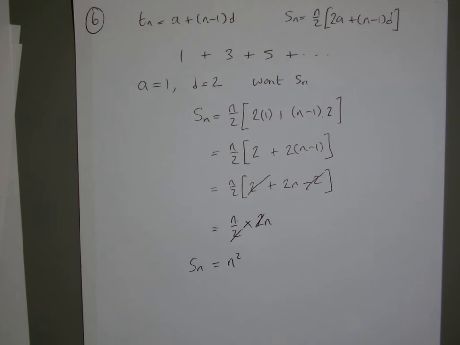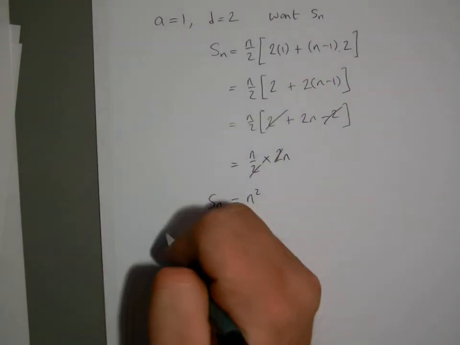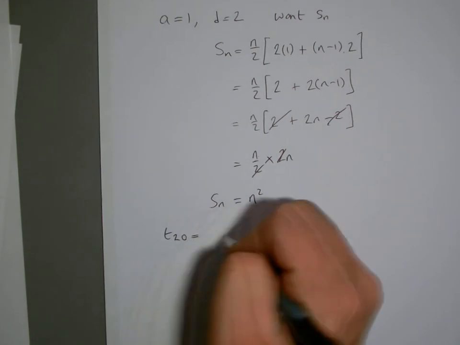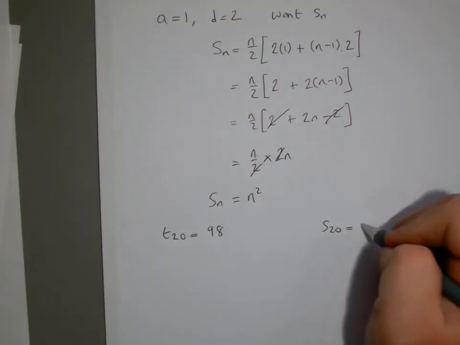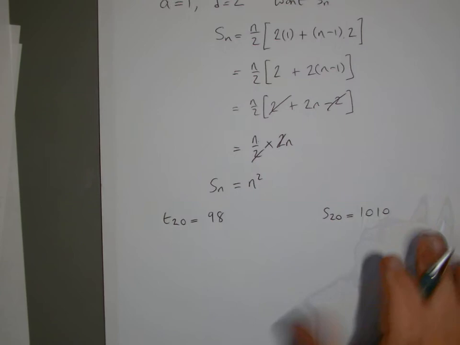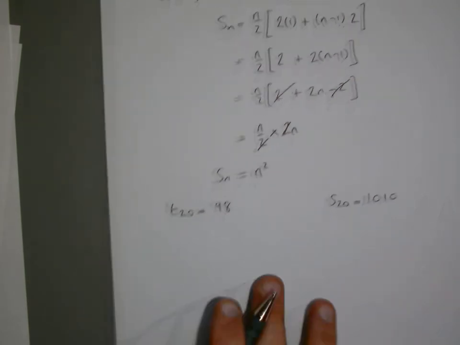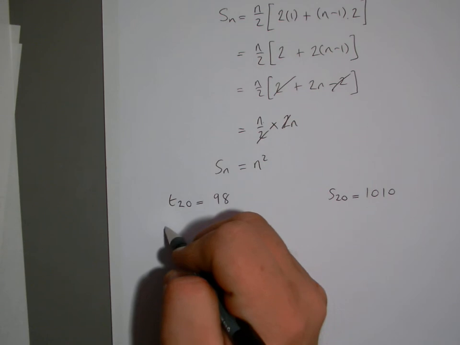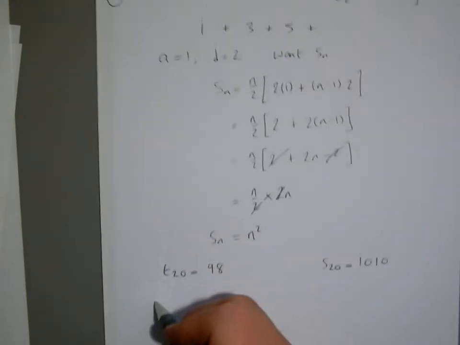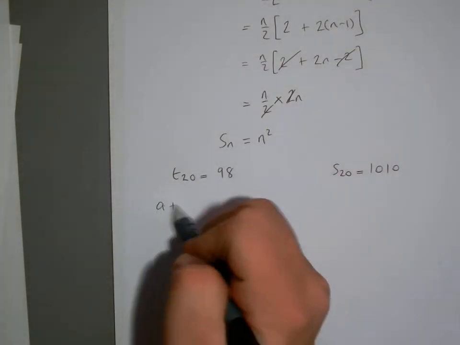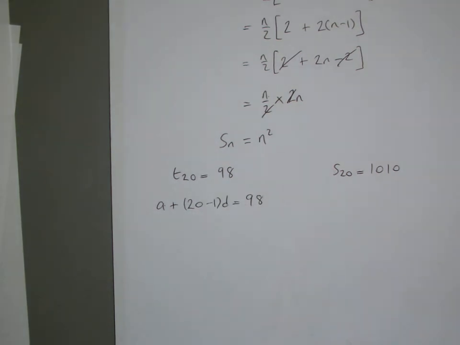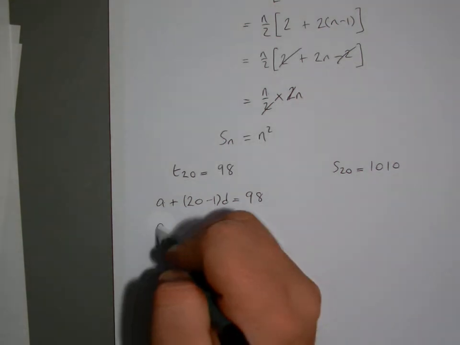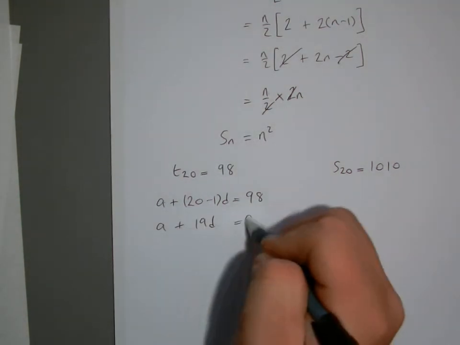So the 20th term then, it says, of an arithmetic series is 98. So the 20th term, T20, is 98. And the sum of the first 20 terms is 1010. So find the common difference and the first term of the series. So T20 is 98. So remember then, using the nth term formula, we've got a plus n minus 1, 20 minus 1, d is 98, is T20. So this simplifies to be a plus 19d is 98.